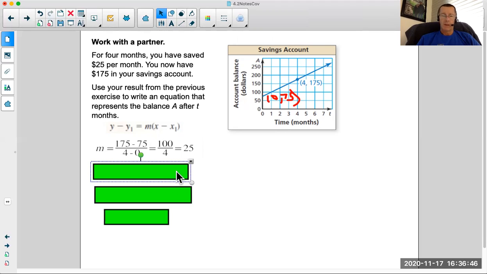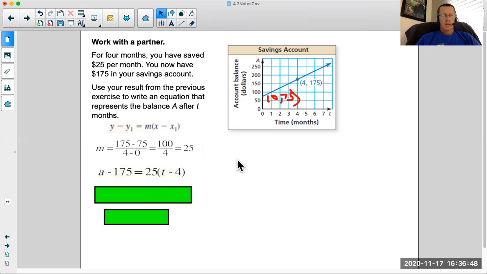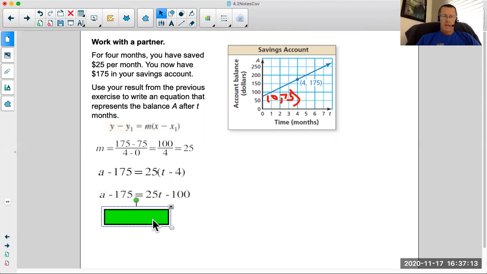We now have a slope. Do we have a point? You betcha. So we can write it as, they're using A, right? Because A is what our y coordinate is here, our vertical axis. A minus 175 equals the slope, m, and then t, right? Instead of using x's, they're using t for time, minus 4. And if we wanted to put that into slope-intercept form, we could do that.